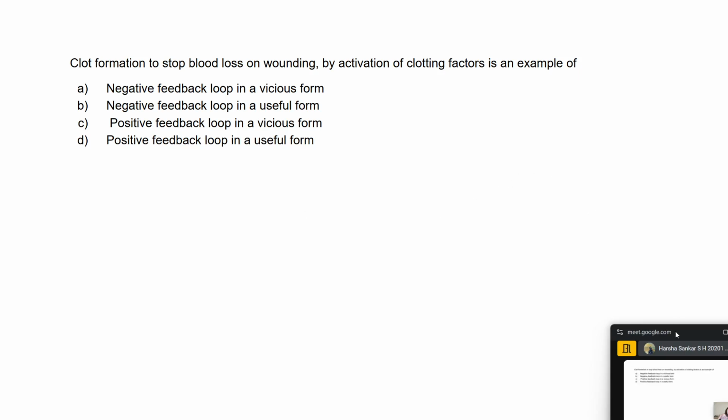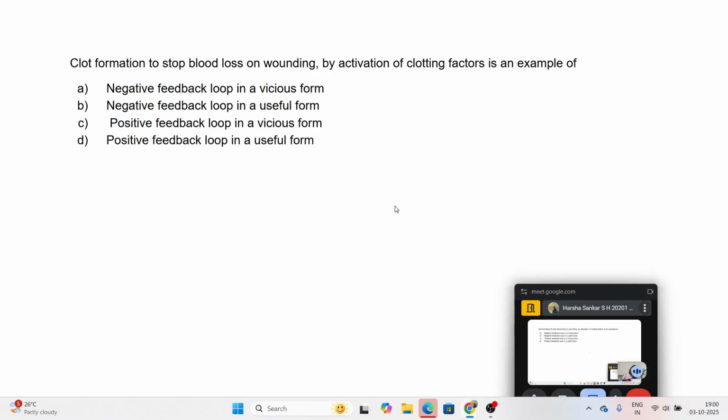Next question. Clot formation to stop blood loss on wounding by activation of clotting factors is an example of what? Again, this we learned in the first class. Option A, negative feedback loop in a vicious form. Option B, negative feedback loop in a useful form. Option C, positive feedback loop in a vicious form. Option D, positive feedback loop in a useful form. So is it vicious or useful, and is it positive or negative feedback?